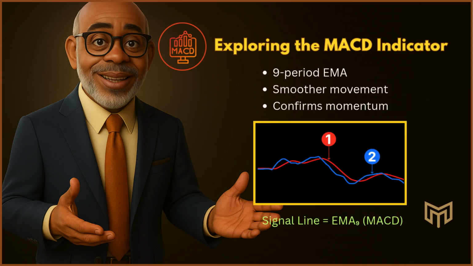The signal line is a slower, smoother version of the MACD line. It's calculated using a 9-period EMA of the MACD itself. Because it reacts more slowly, it filters out noise, and it gives traders confirmation before they act.